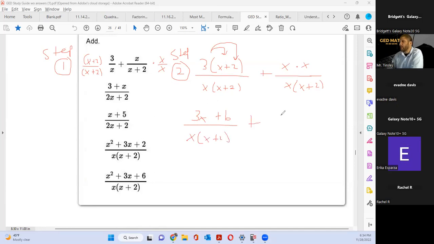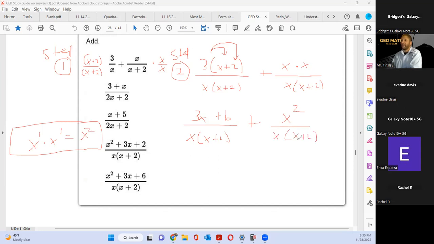What's x times x? No, x times x is not x. What's x times x? x squared. Gotta know x times x is x squared. Remember our exponent rules: x to the first times x to the first. We're multiplying exponents with the same base, so we add the exponents. 1 plus 1 is 2. So x times x is x squared, over x times x plus 2.